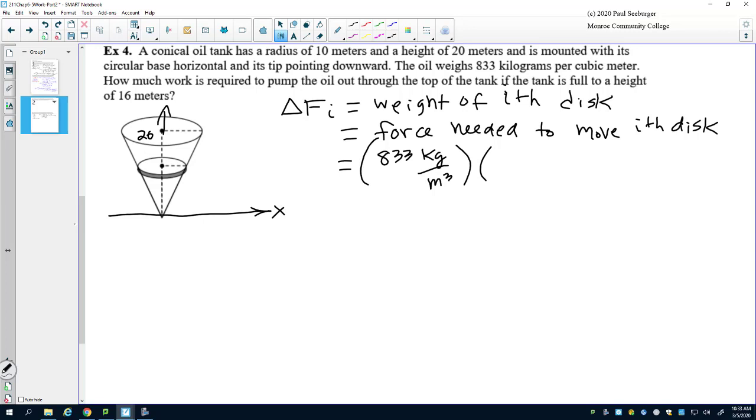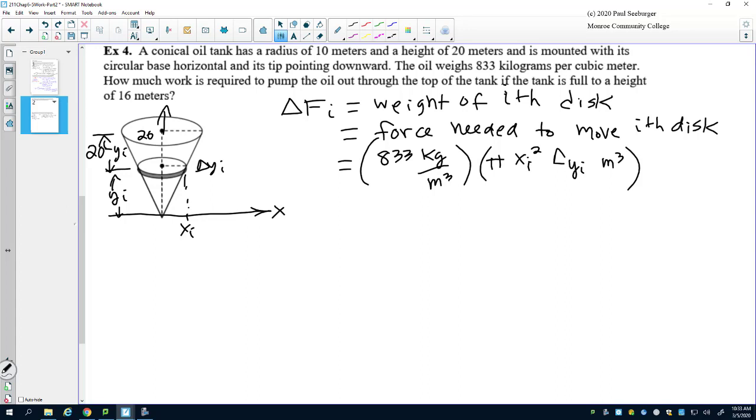Let's see, this is going to be our y sub i, and our 20 minus y sub i. This is all looking the same. Okay, and we've got our delta y sub i, all that good stuff. And then the radius is still x sub i, so that's still going to be looking the same. So you've got your pi x sub i squared, delta y sub i. This is going to be in cubic meters.